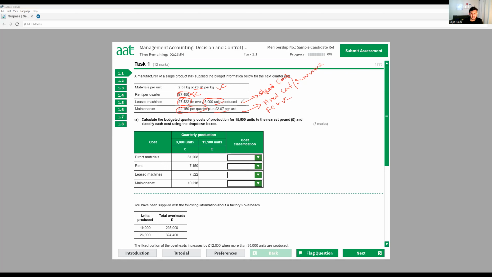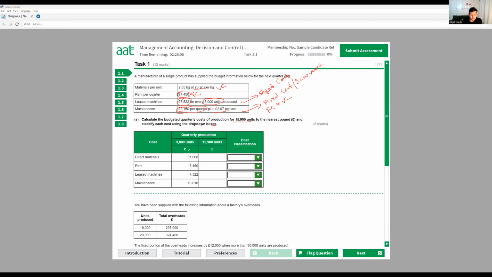So let's have a look. What is the question asking for here? Calculate the budgeted quarterly cost of production for 15,900 units. So they're asking, how much will be the cost if I would like to make 15,900 units? To the nearest pound, so you don't have to put the pence. And classify each cost using the drop-down box, so you have to say what type of cost it is: a variable cost, a fixed cost, a step cost, or a semi-variable cost. All right, so the first one, I have a direct material.